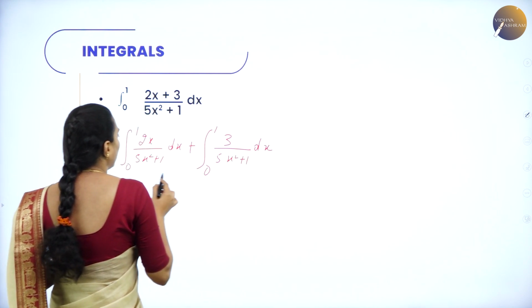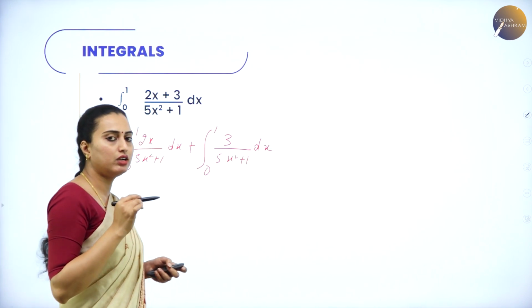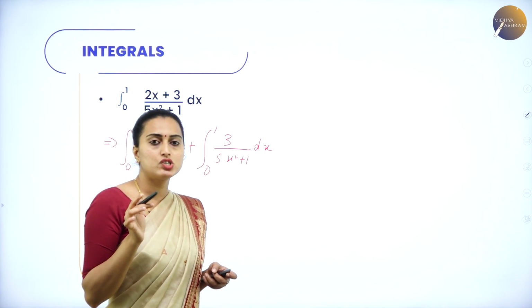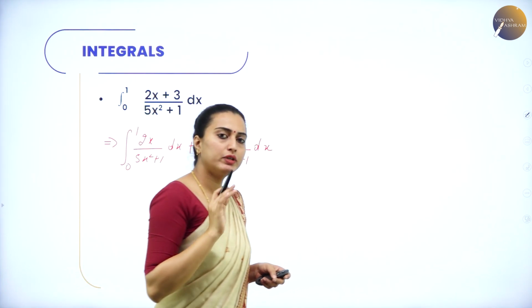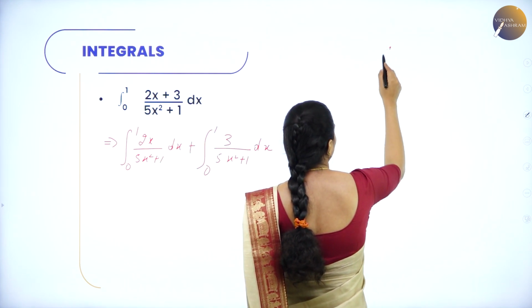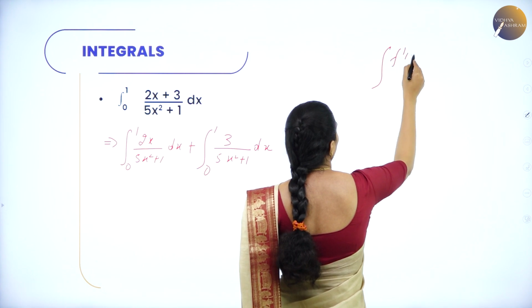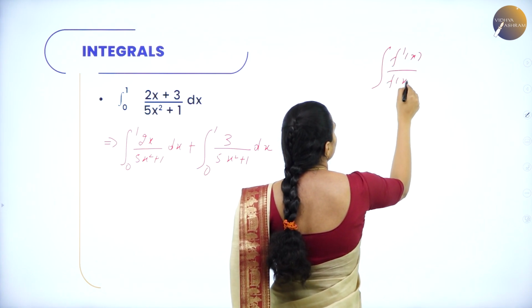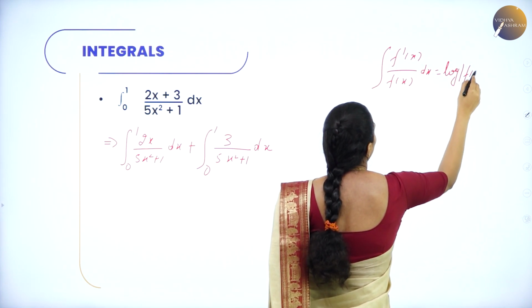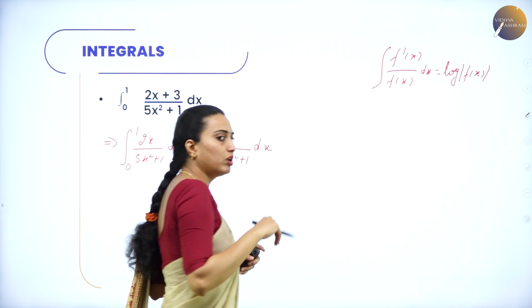I hope you got this one. Now, if you do the denominator differentiation, you are going to get 5x squared plus 1. Differentiation is 10x. You can remember this formula, dear students, instead of substituting here. The integral of f dash of x divided by f of x into dx can be written as log of modulus of f of x. Please do remember this.